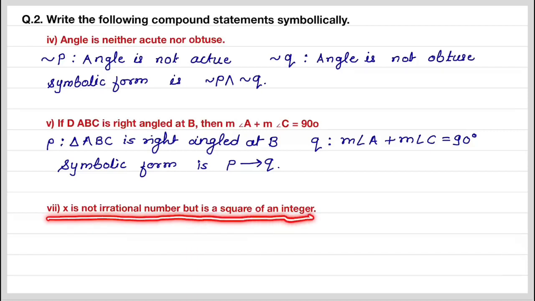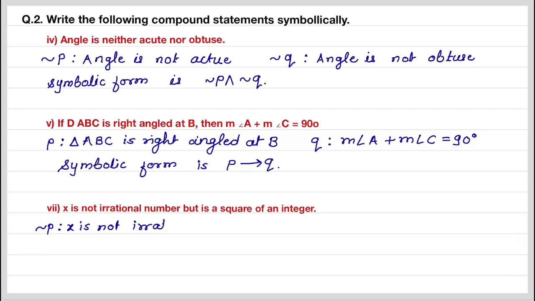7th example is x is not irrational number but is a square of an integer. Here first statement is x is not irrational number. Here already not is operated on the statement. That means it is negation of the statement. Negation of P, X is not irrational number.